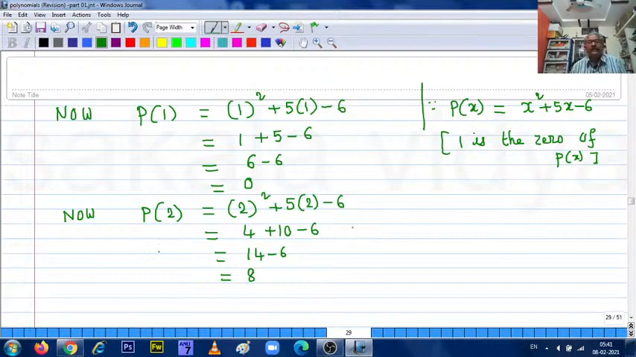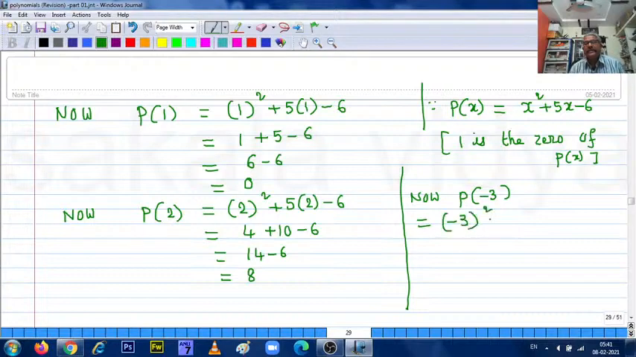We need to find out P of minus 3. I have the space, but you write down serially itself only. Now the P of minus 3. So now you might have got an idea. How could you actually get the value of P of minus 3? In the place of x, minus 3 is replaced: minus 3 whole square. You should be very careful. Plus 5 times minus 3 minus 6.